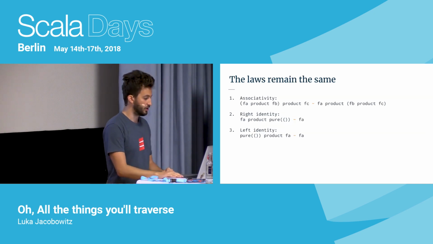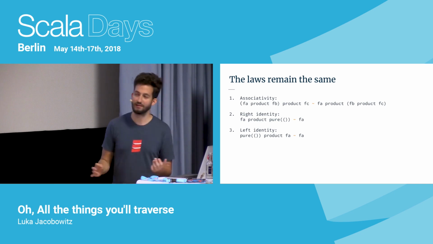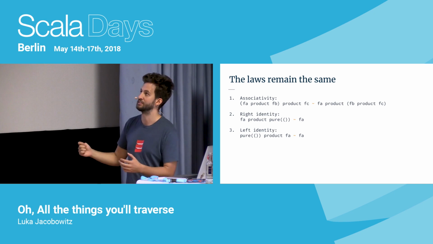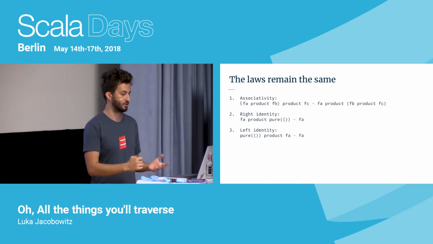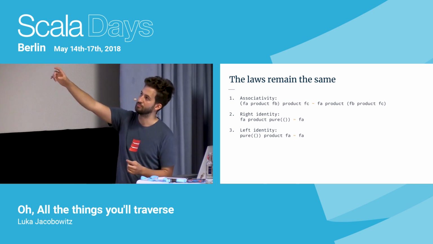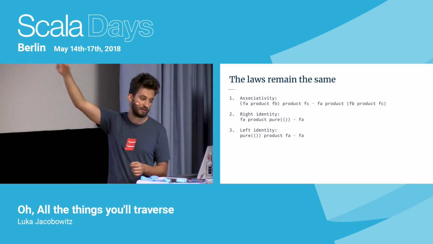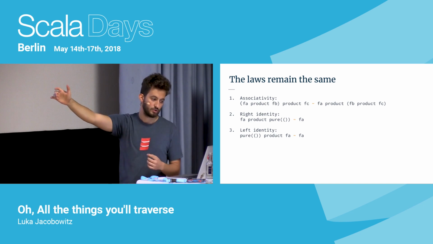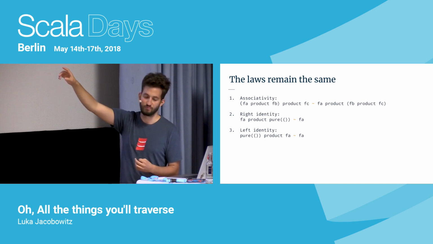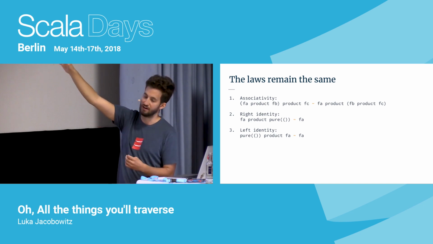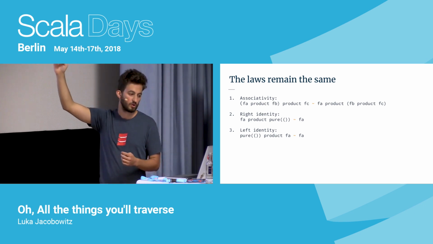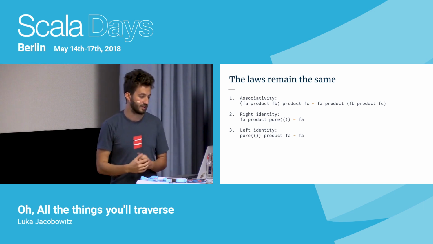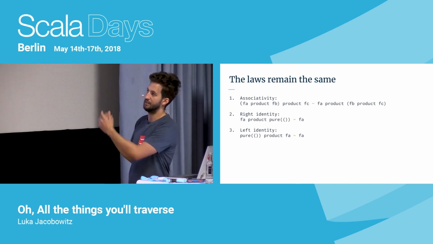Okay, and another cool thing is that the laws for monoidal are actually the same as the laws for monoid. So we have associativity. If we first call the product function on FA and FB and then on FC, it should be isomorphic to first using product on FB and FC, and then calling product on FA and the product of FB and FC, right? And the same is true with the right identity and left identity.